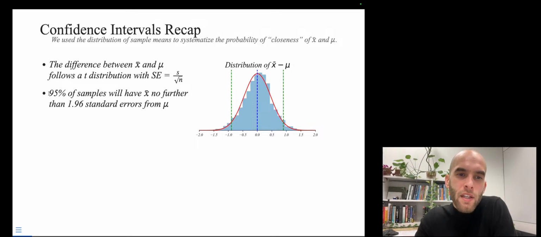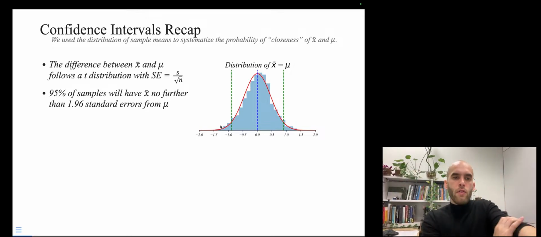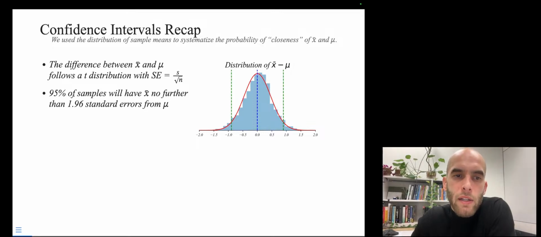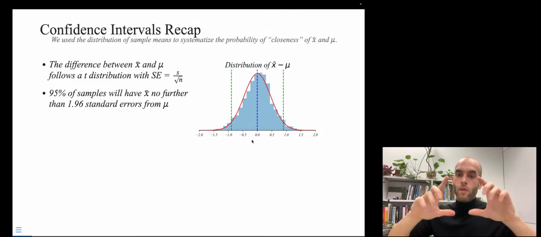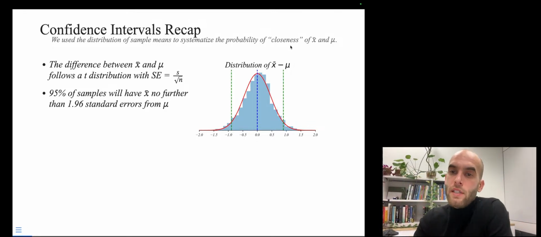And then what we said is 95% of samples, with large samples, will be no further away than 1.96 standard errors from mu. This is one particular level of confidence when we talked about samples, but we can do this really for any level of confidence. This is just a picture essentially of 95% confidence. We have the distribution centered on 0, and then we're just looking at how far away x bar is from, sorry, from mu.